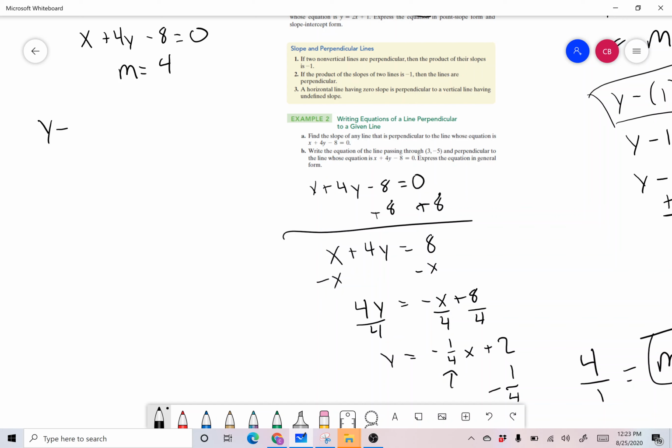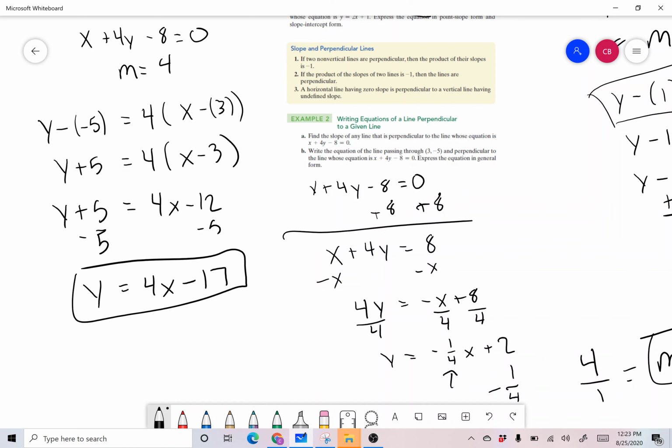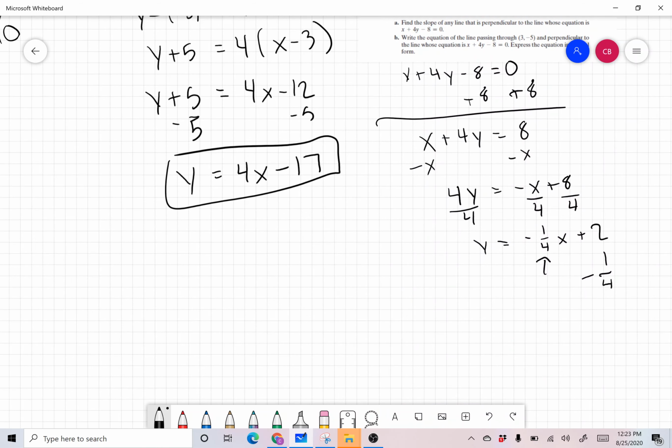We have y minus y1, which is negative 5, equals m, which is 4, times x minus 3. So that's y plus 5 is equal to 4 times x minus 3. y plus 5 is equal to 4x minus 12. And y is equal to 4x minus 17. Okay, so that is point slope form. That's not what they asked for, though. They asked for general form, so let's subtract everything over.